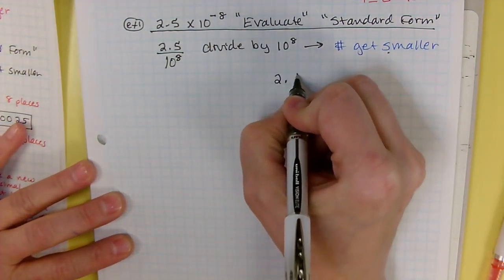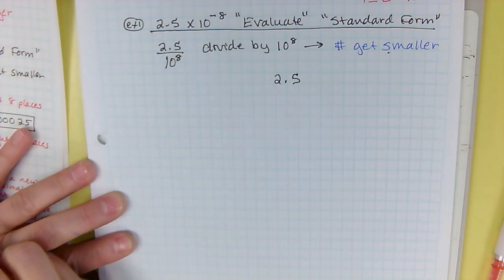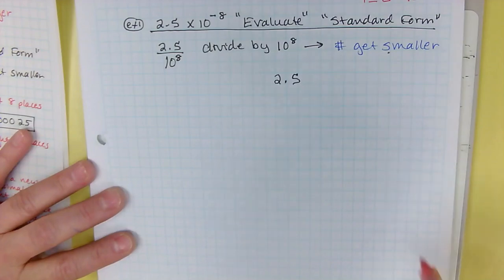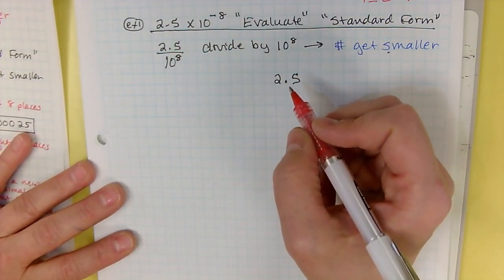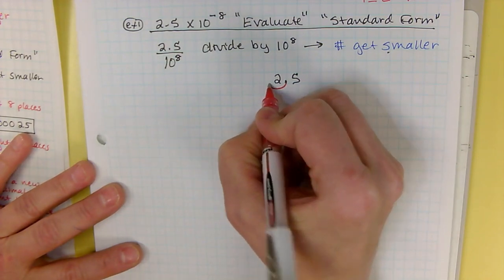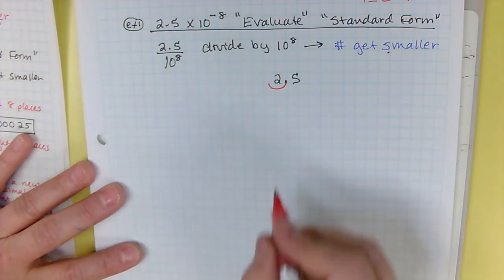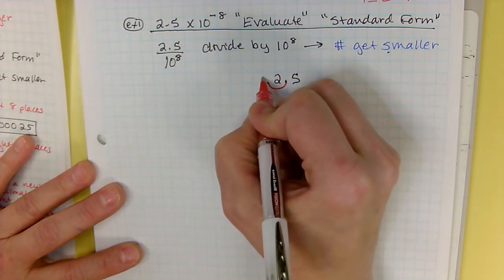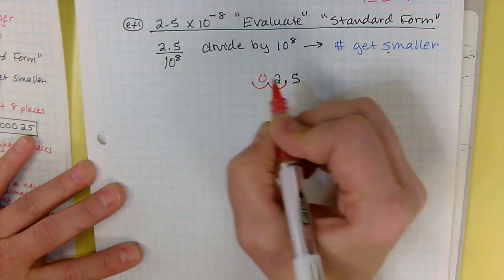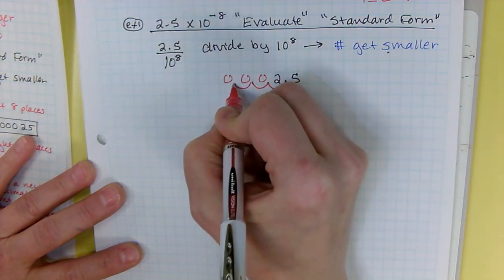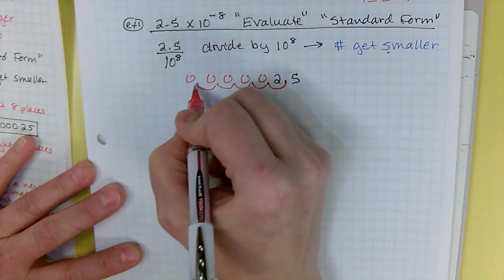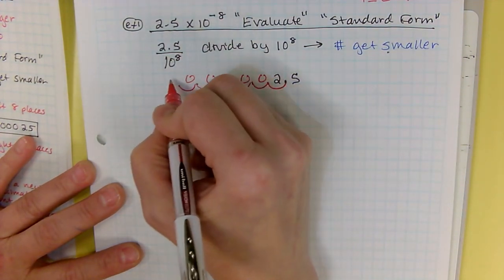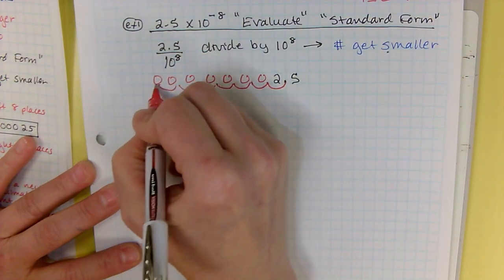So put 2.5 over here. If we're going to divide by 10 to the 8th, this number is going to get smaller. In fact, the decimal will move 8 places to the left. So we move 1, and then, oops, we don't have any more numbers, so we start to fill with zeros. So that's 1, 2, 3, 4, 5, 6, 7, 8.